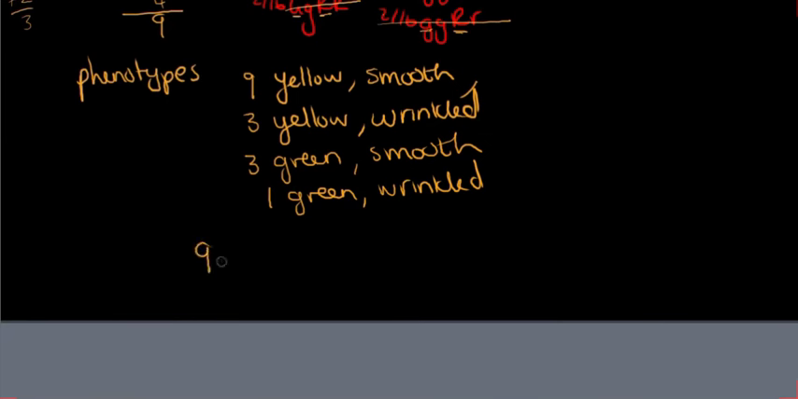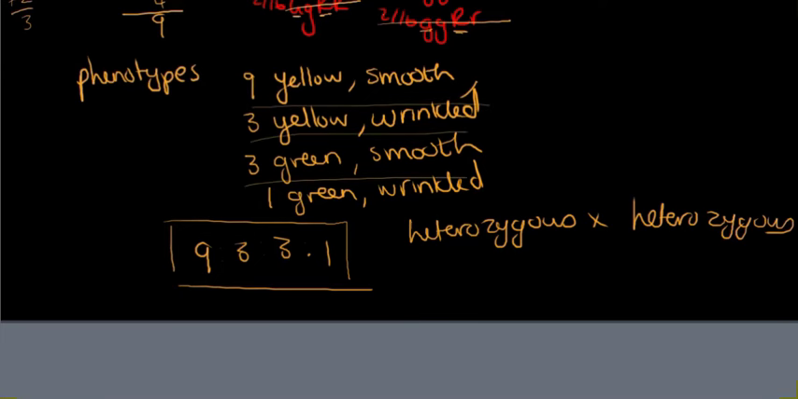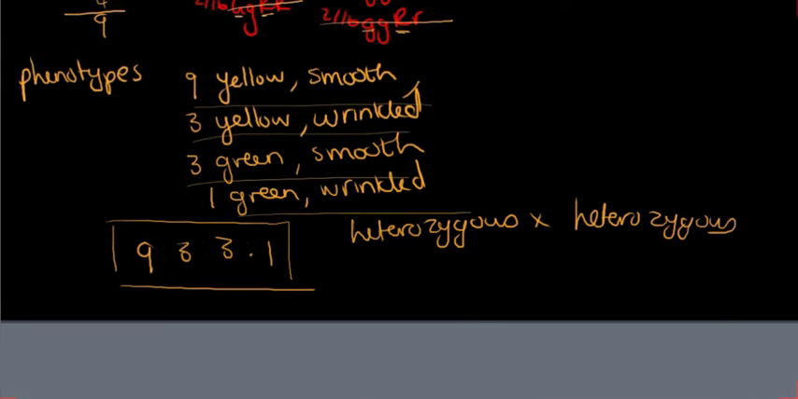So it's going to be 9 to 3 to 3 to 1. Because there will be 9 smooth and yellow, 3 yellow and wrinkled, 3 green and smooth, 1 green and wrinkled. So this is the phenotypic ratio if you have a dihybrid cross where you are crossing heterozygous characteristics with heterozygous characteristics. So I hope that makes sense. And then you can also go work out the percentages for these if they ask the percentage ratio.